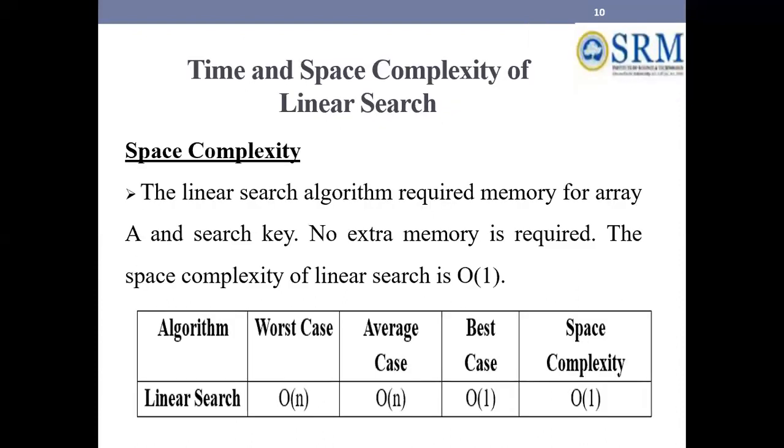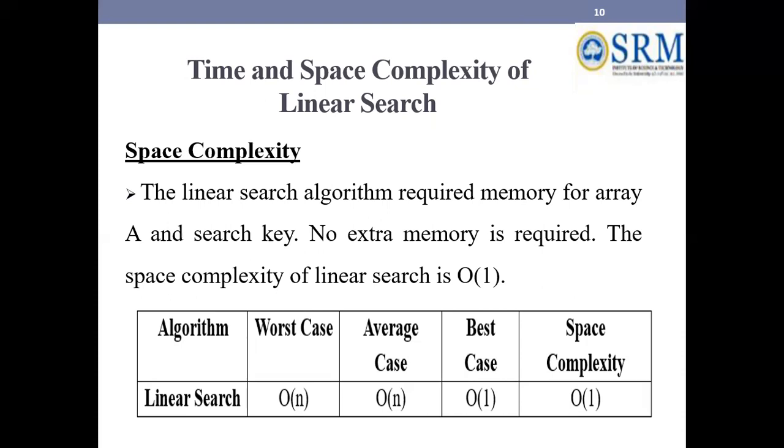And what about the space complexity? Here in this algorithm, it uses only array a and search key k. It does not require additional array or additional variable. All the operations are performed in the array itself. So in this case, it doesn't need any extra memory. So the space complexity of linear search is order of 1. That is, it uses only one array, input array a. So the space complexity of linear search is order of 1, which is constant.